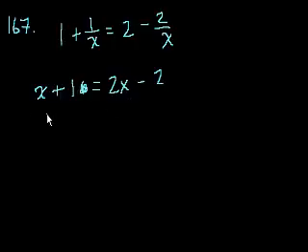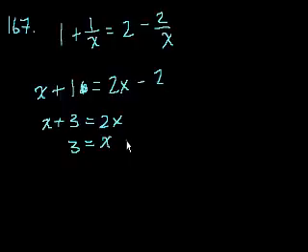Actually, let's add 2 to both sides. So you get x plus 3 is equal to 2x. Let's subtract x from both sides. You get 3 is equal to x. And that's choice E.